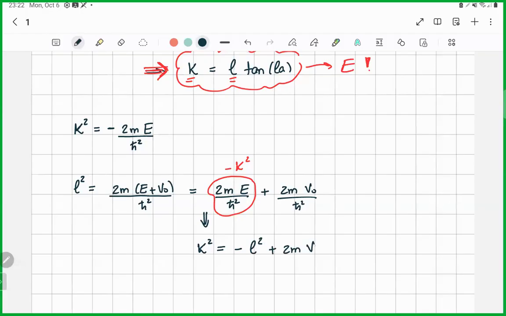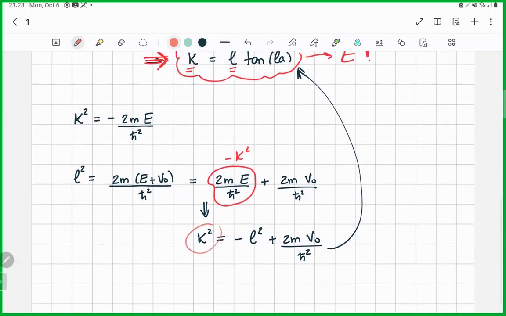And the whole thing that we have there, 2m V naught over h bar squared, this is just a constant. And now I'm going to bring this to our equation. Well, to bring this to our equation, let me square that equation because I'm playing here with kappa squared, isn't it? So I'm going to square that equation. So, okay, let me bring this equation down here and I'm squaring everything.